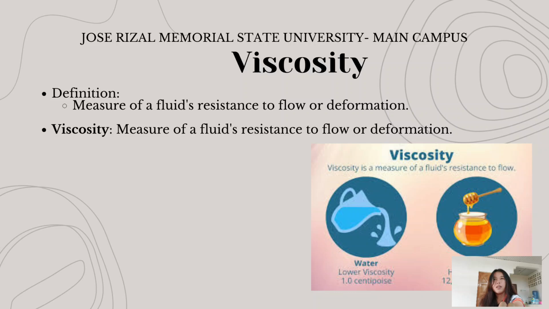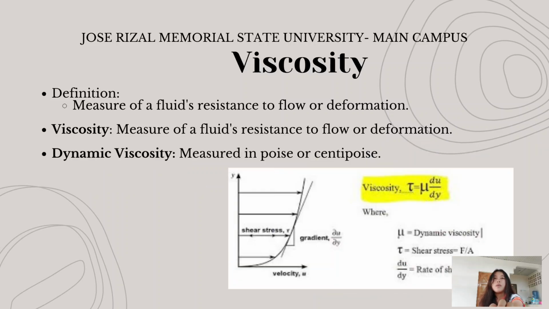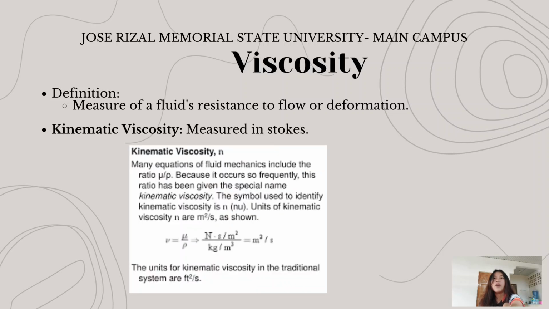Next, we have viscosity. Viscosity measures a fluid's resistance to flow or deformation. It is divided into two: dynamic viscosity and kinematic viscosity. Dynamic viscosity is measured in poise or centipoise. This property describes how a fluid resists motion between its layers. And then the kinematic viscosity is defined as dynamic viscosity divided by the fluid density, measured in stokes.